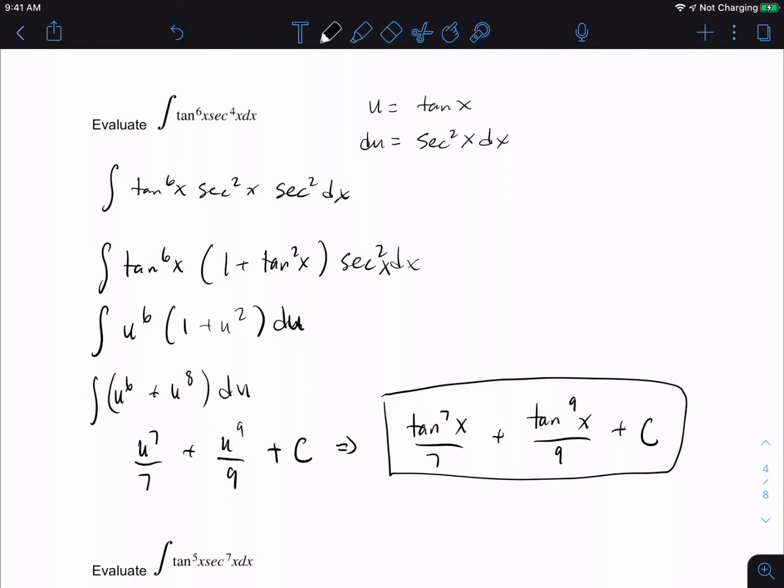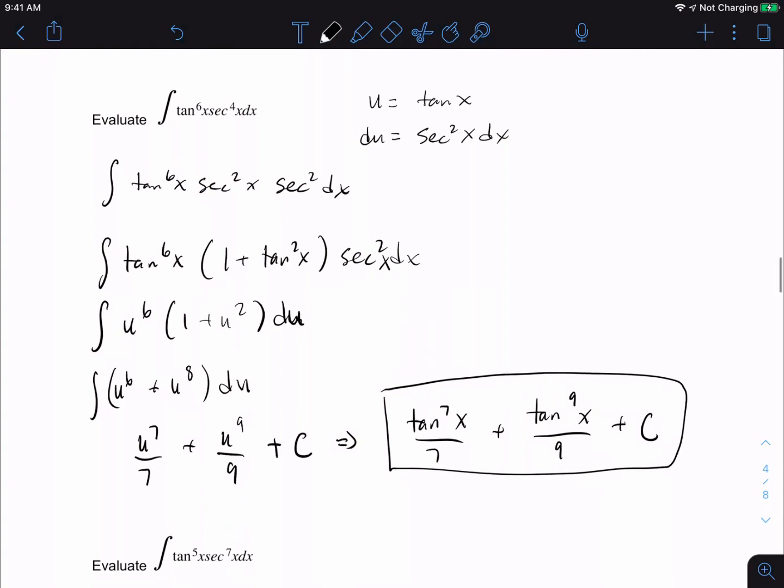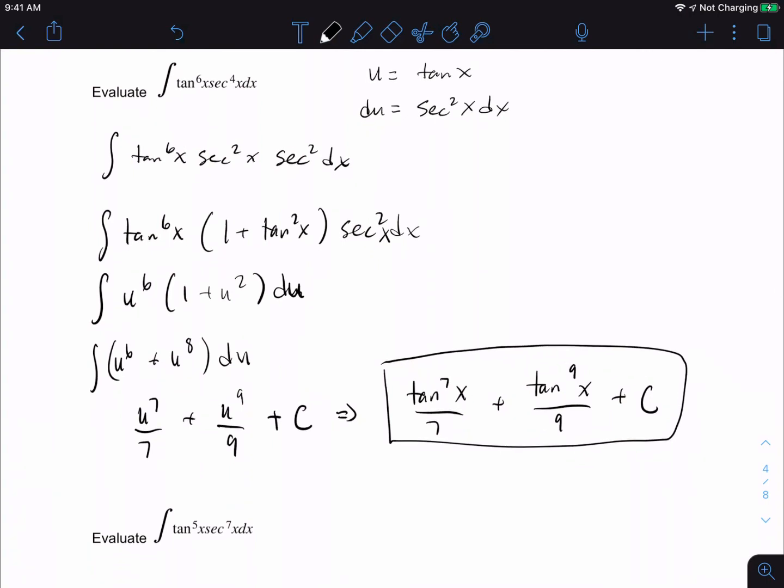Yeah. Okay, so we can see when they're both even with tangent and secant, we want to try to manipulate to break up the secant so that our tangent can be the u. Okay? When they're both odd, well, make sure that everyone's written that down.